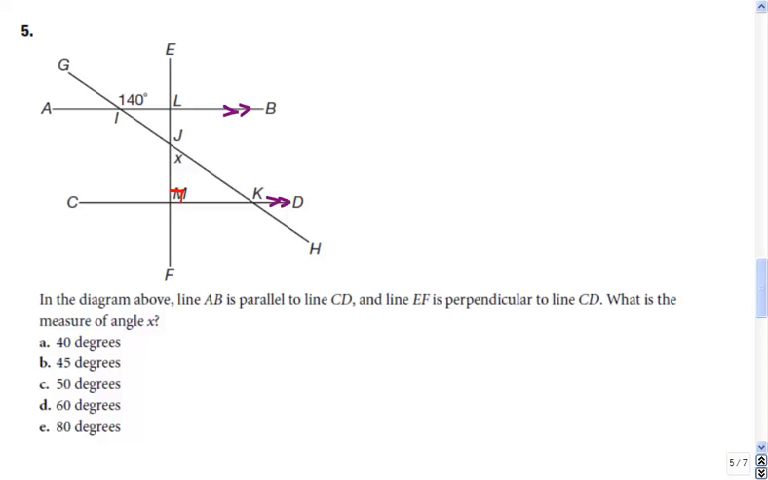How should we solve it? Well, let's start with what is given. If AB is parallel to CD and EF is perpendicular to CD, it means EF is perpendicular to AB also, right? Which means this angle here is going to be 90. What else do I know? Well, I know this angle X is going to be congruent with that angle right there, LJI, because they're vertical angles.